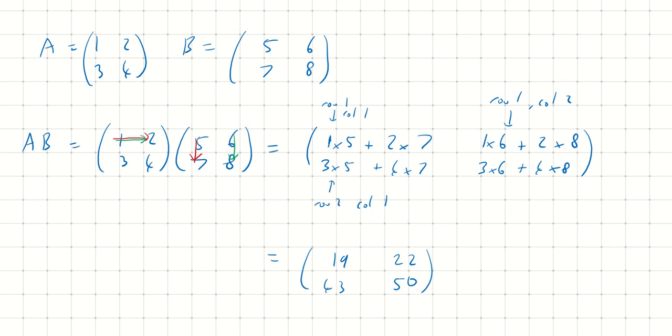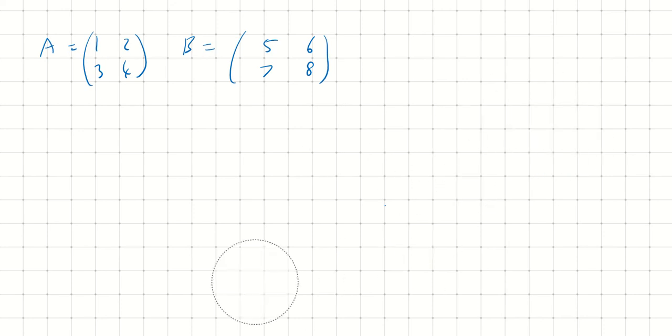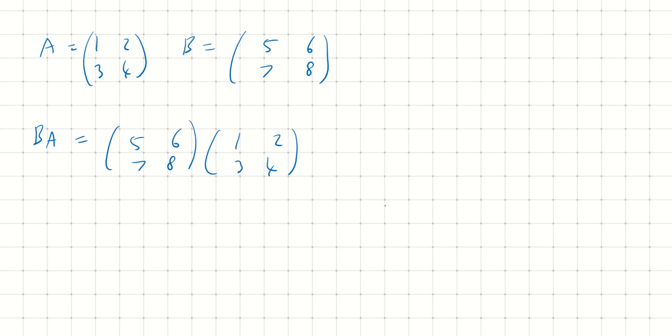Let's do the same, but rather than AB, let's work out BA. So BA is equal to [5, 6; 7, 8] multiplied by [1, 2; 3, 4]. Again, I'm going to do first row times first column: 5 times 1 plus 6 times 3. Now first row, second column: 5 times 2 plus 6 times 4.